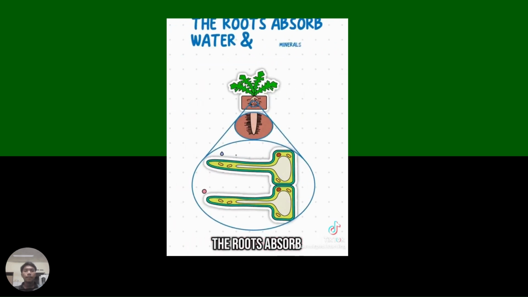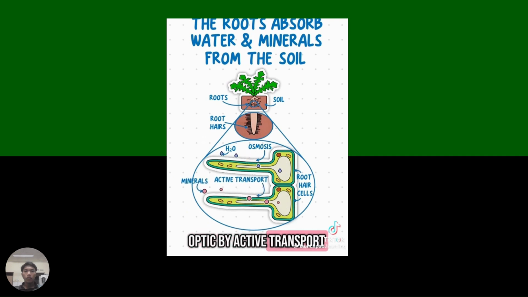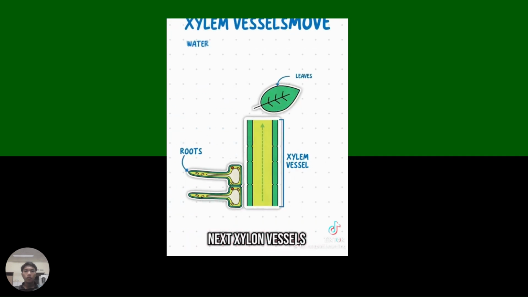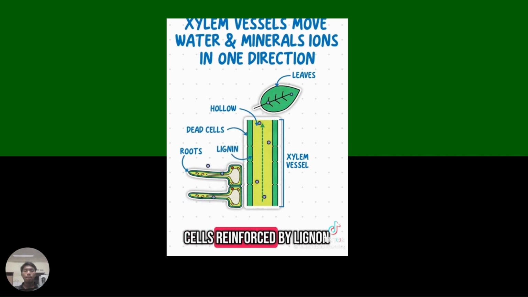The roots absorb water and minerals from the soil through root hair cells. These cells are adapted for water uptake by osmosis and mineral ion uptake by active transport. Next, xylem vessels move water and mineral ions in one direction from the roots to the leaves through a hollow tube of dead cells reinforced by lignin.